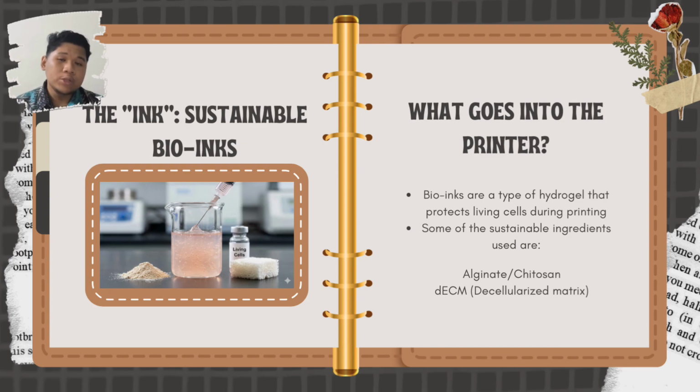So then, what goes into the printer? The materials that go into the printer are known as bioinks, which are a type of hydrogel that protects living cells during printing. Some of the sustainable ingredients used as bioinks are alginate or glycosan and also dECM, which is the decellularized matrix.